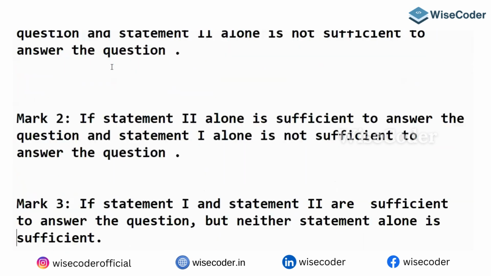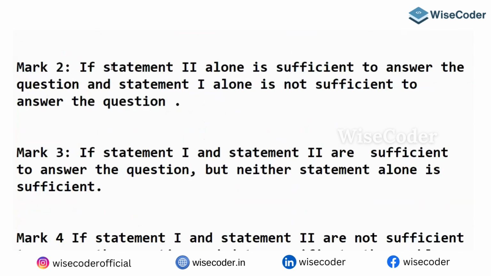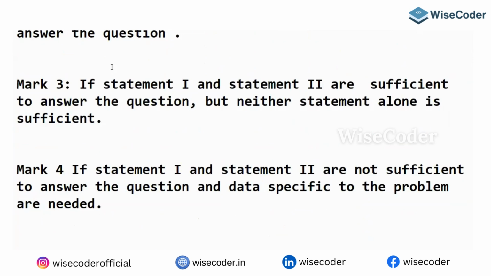When you are going to mark 3, statement 1 and statement 2 are sufficient to answer the question together, but neither statement alone is sufficient. Individually they are not sufficient, but if I club them together, then I'm getting the answer. Then you have to mark the third option. Mark 4: with 1 I am not able to answer, with 2 I am not able to answer, so some additional data is required to answer that particular question.